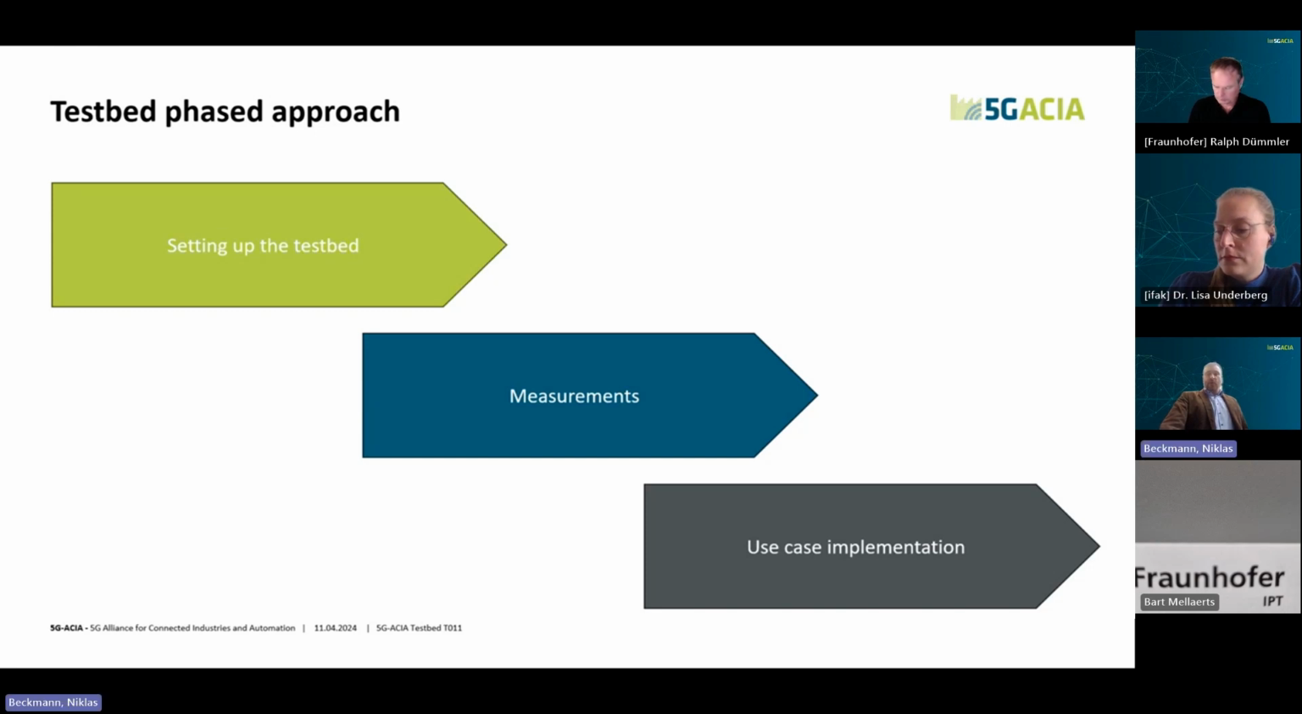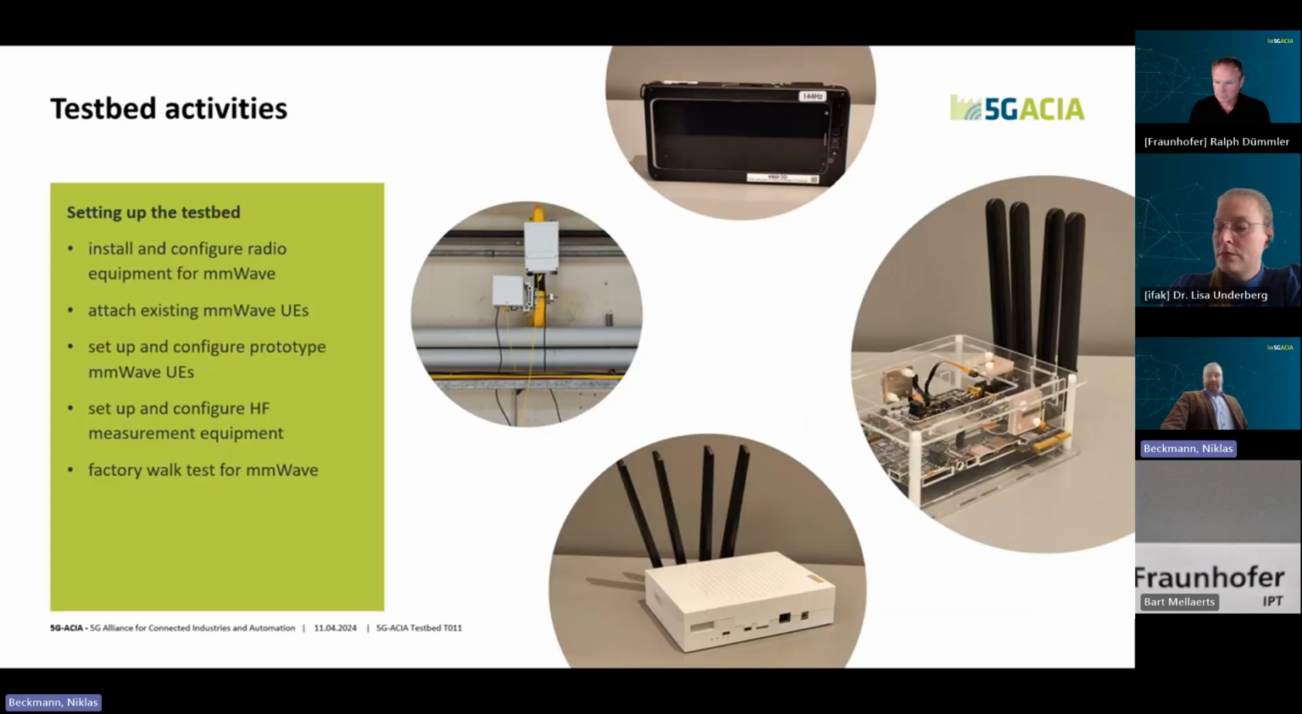If you now look a bit in more detail at the different phases, setting up the testbed. Of course, in order to have millimeter wave available, we need to install and configure the radio equipment. You see the same picture here in the middle of the screen, where we have a millimeter wave antenna, and it is accompanied by an LTE band. I'll come to that in a second.